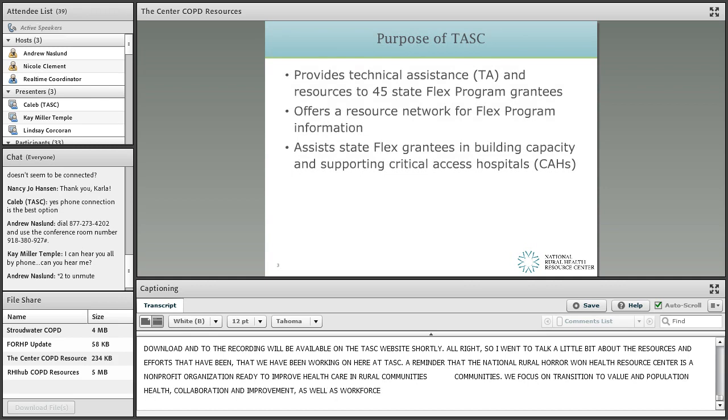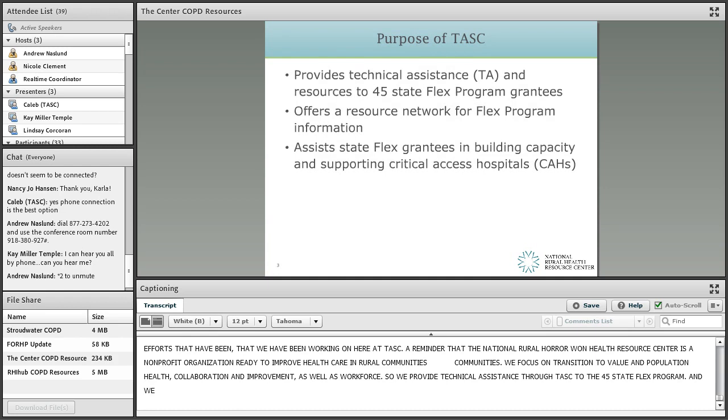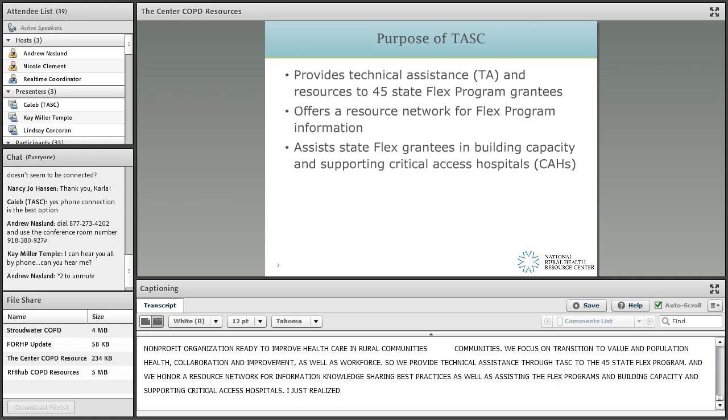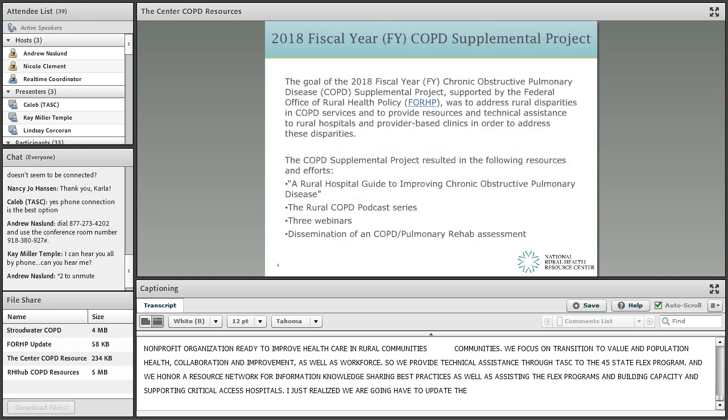So we provide technical assistance through Tasc to the 45 state Flex programs. We offer a resource network for the Flex programs for information, knowledge sharing, best practices, as well as assisting Flex programs in building capacity and supporting critical access hospitals. I just realized we're going to have to update this slide as it says Flex grantees, and we're now going to be cooperative agreement participants.